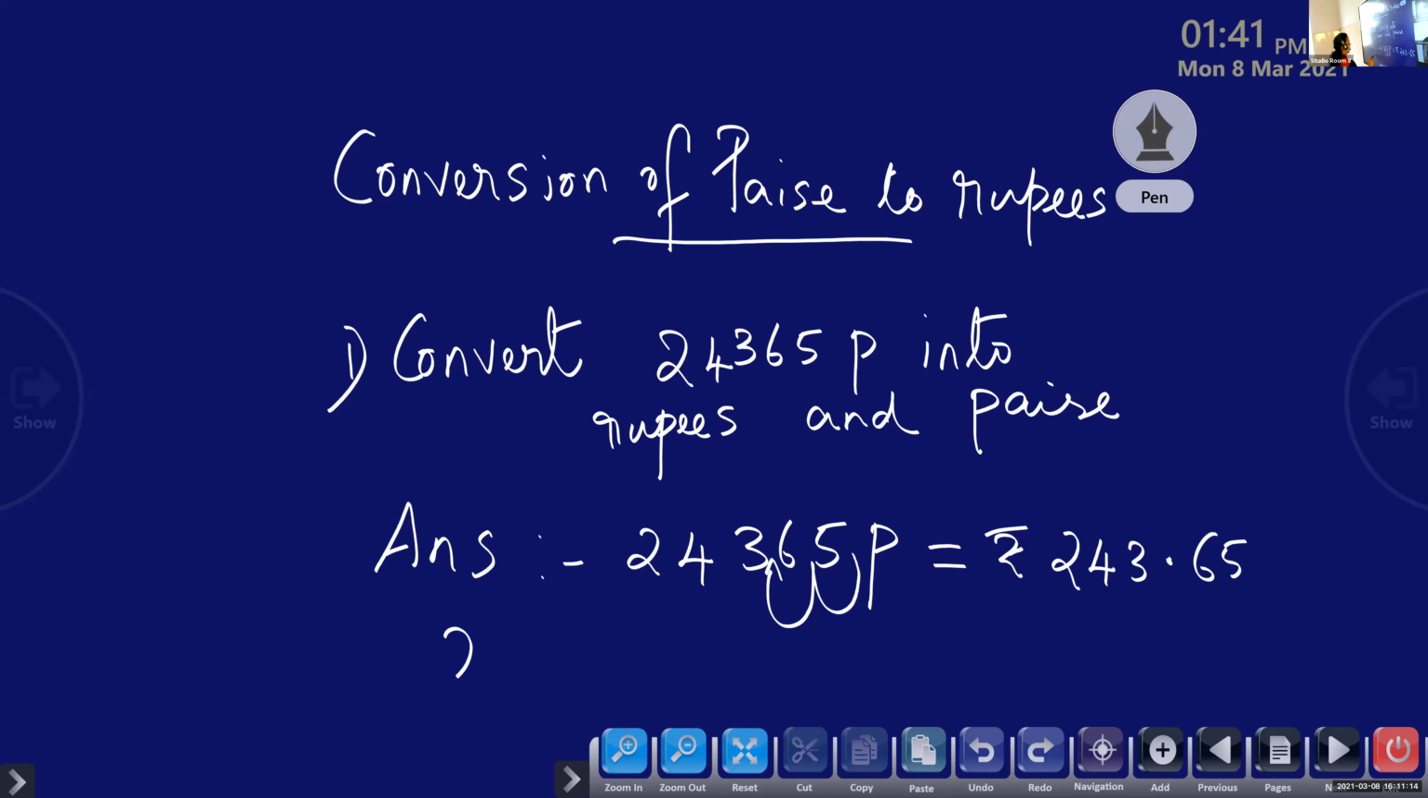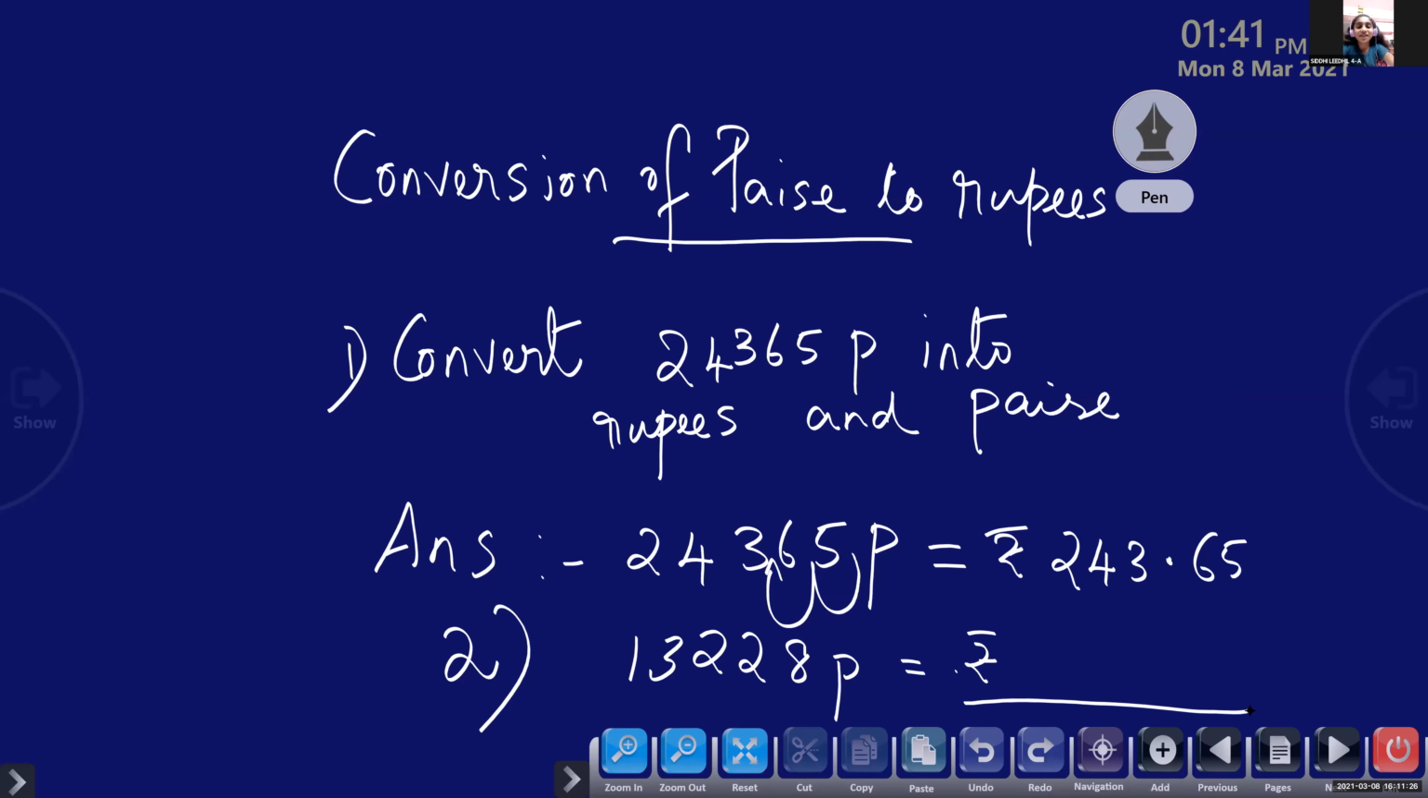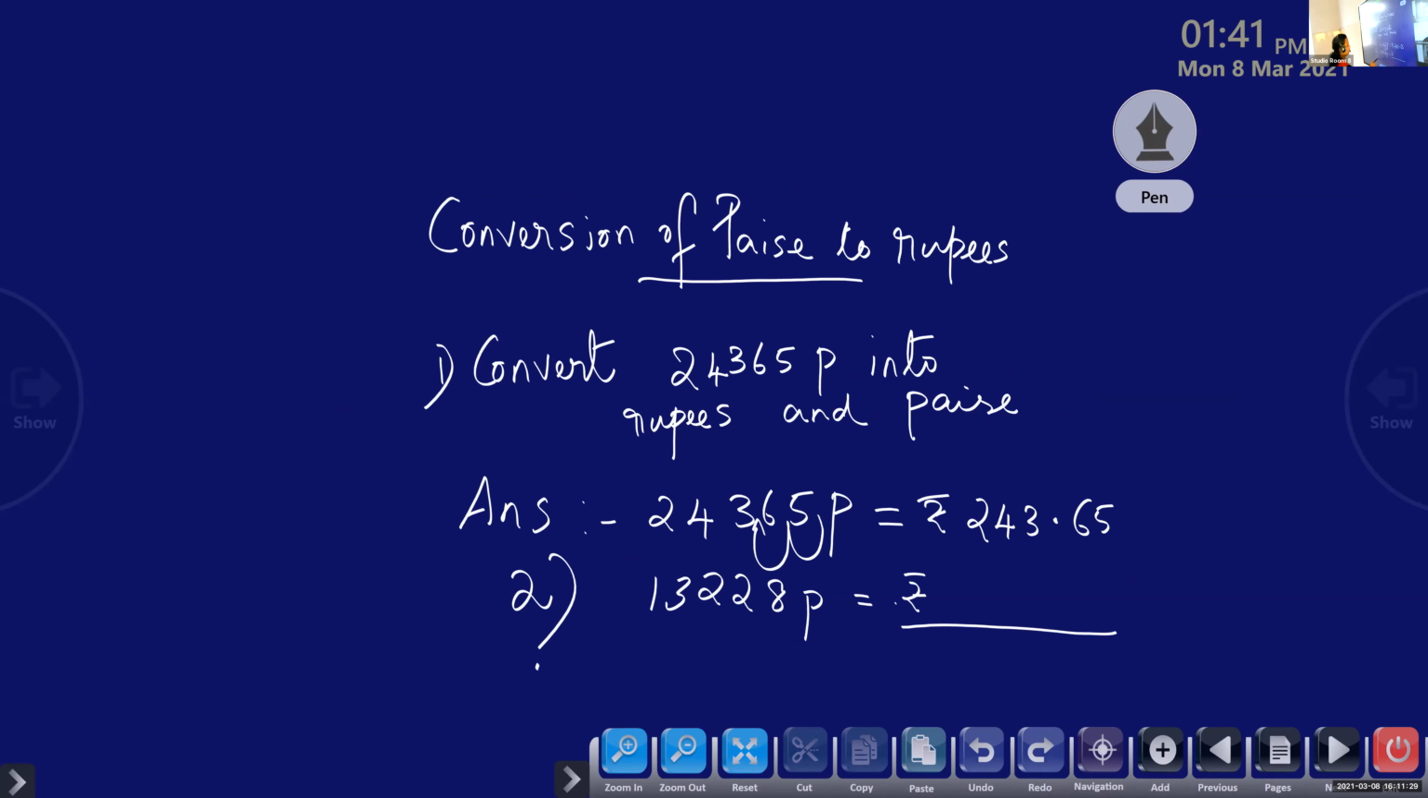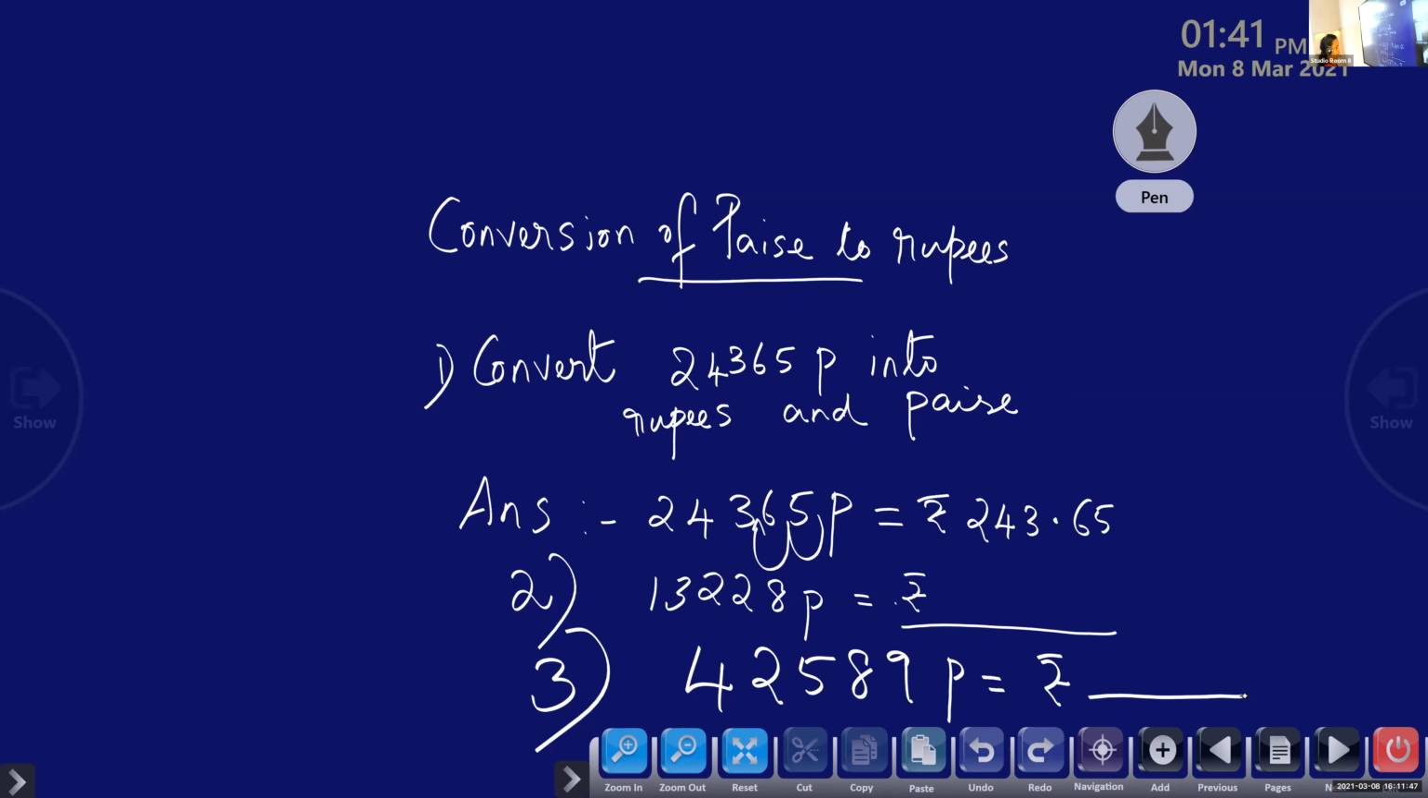Okay, so children, quickly write down these questions faster. 13228 paise equal to rupees. Write the answer into rupees and paise. One more question: 42589 paise. Convert into rupees and paise. Everything is converting paise to rupees. Same question. Question number 1.